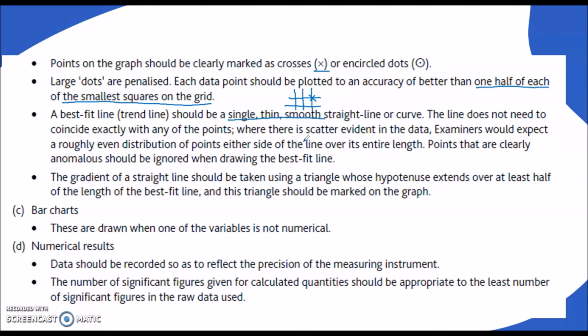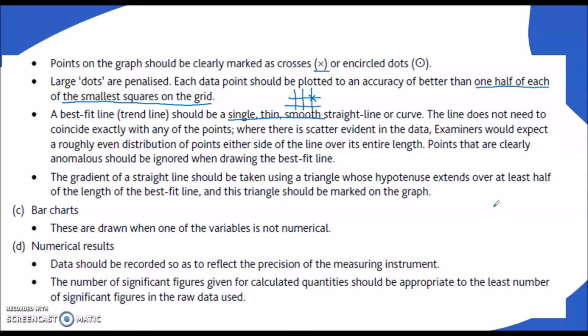That is why it is important for you to use a mechanical pencil or a very sharp pencil to draw a straight line. The line does not need to coincide exactly with any of the points where there is scattered data. The examiner would expect a roughly even distribution of points either side of the line over its entire length. Points that are clearly anomalous should be ignored when drawing the best fit line.